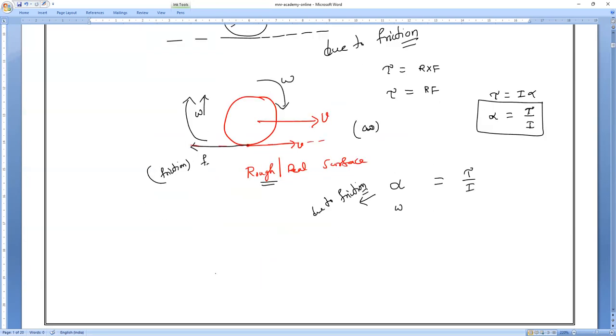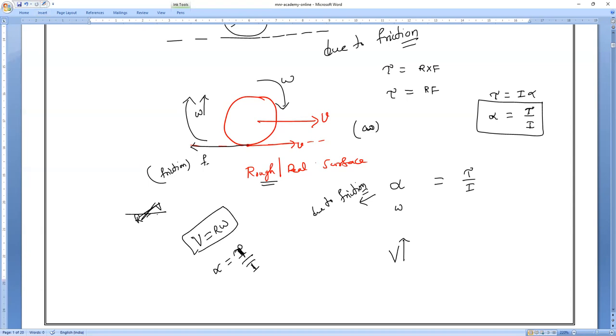So now if you take two formulas, one is V is equal to R omega, and the next one is alpha is equal to tau divided by I, that is, torque divided by I. Now all of you observe very carefully, V is equal to R omega. From that I will take R, R is equal to V by omega. If velocity keeps on increasing, then what about the angular velocity? If the velocity increases, what about the angular velocity? Decreases or increases?